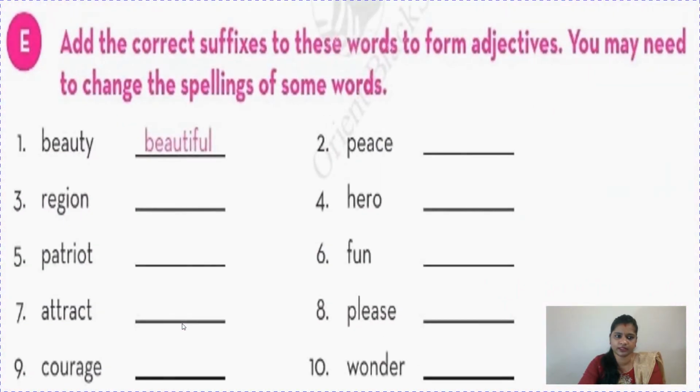So let's do the book exercise. It is very simple, you can do it easily. Add the correct suffixes to these words to form adjectives. You may need to change the spellings of some words. Yes children, in some places we have to change the spellings also. Let's see.